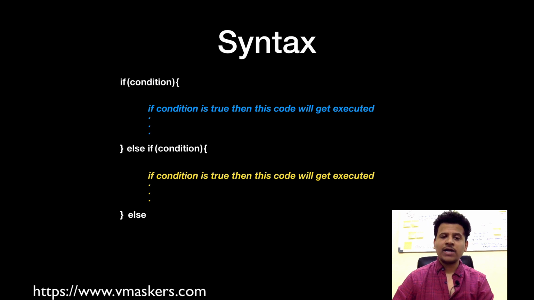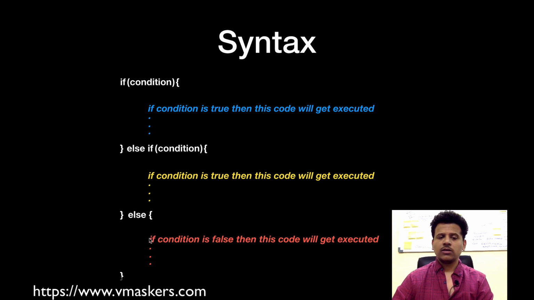And finally we will write else. So if both conditions are not true, then the code will go here and this code will get executed, which comes inside these curly braces. So this code is inside the scope of this else statement. So if this condition is true, then only this will get executed. If this condition is true, then only this code will get executed. Else, if both the conditions are false, then only this code will get executed.